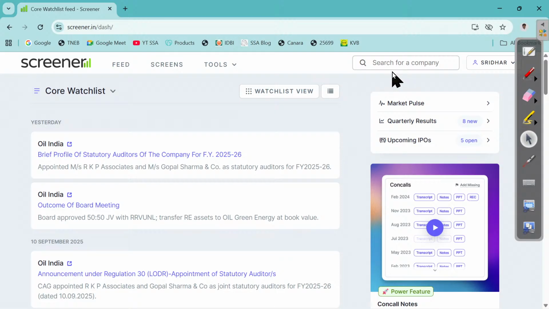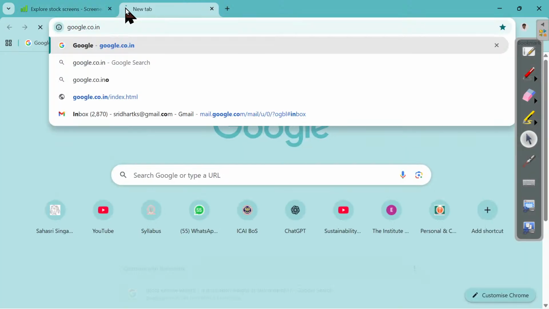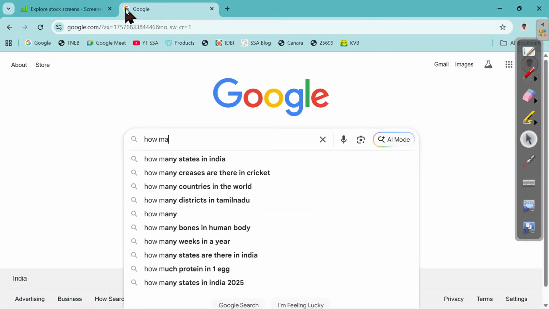Now here you can create a screen. The logic of creating the screen is nothing but choosing the companies. There are thousands of companies, 10,000, 15,000 companies are there. Let's see how many listed companies are there in India, especially on NSE.